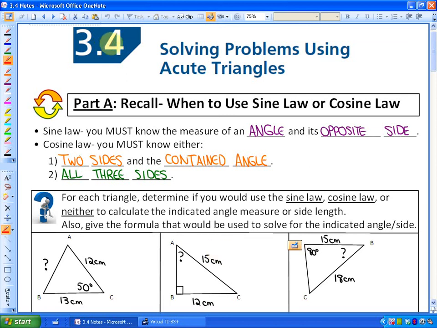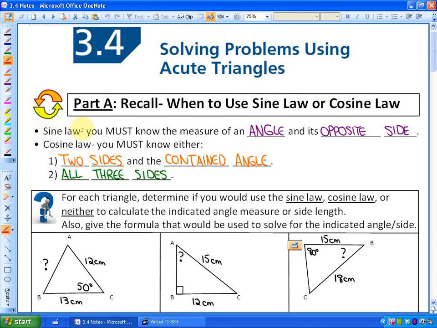Okay, in this lesson we're going to look at how to solve problems using acute triangles. So it's kind of a summary of what we've been looking at in this chapter so far, which is the sine law and the cosine law. Before we do that, we're going to have to recall when to use the sine law or the cosine law and determine when those are useful.